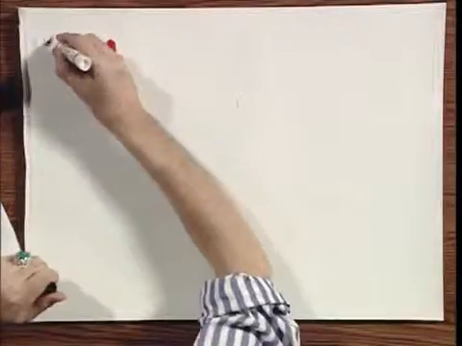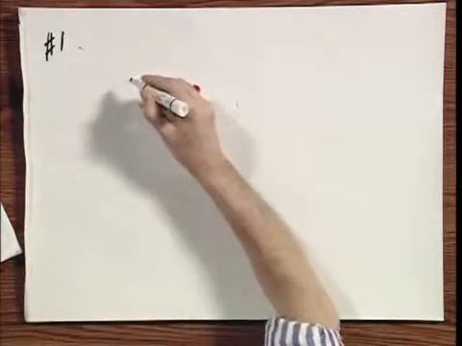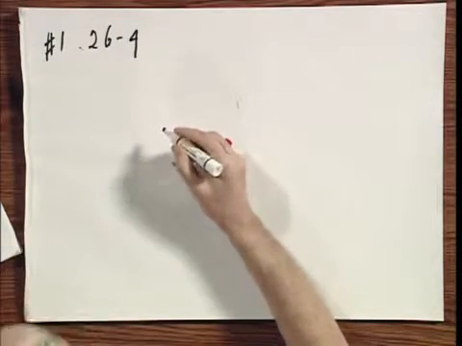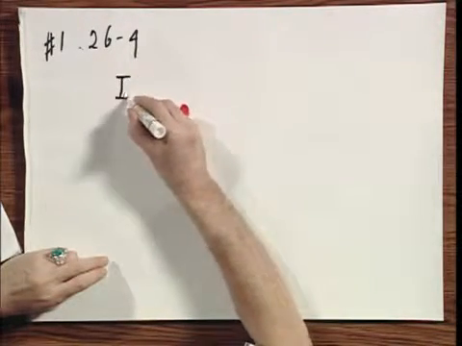Very well. So let's now go to problem number 1. Problem number 1 is 26.4. It's a silver wire. And you're being asked what is the current through the wire.